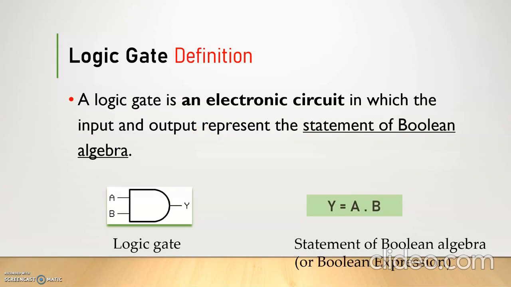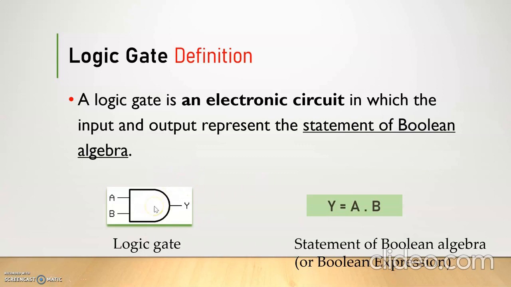Okay, logic gate is actually a physical thing. It is an electronic circuit in which the input and output represent the statement of Boolean algebra. So I have illustrated it here. This is an example of a drawing of a logic gate. This is not a real logic gate. A logic gate is going to look like a chip, which has many pins there. So this is an example of a drawing, a graphical representation of a logic gate.